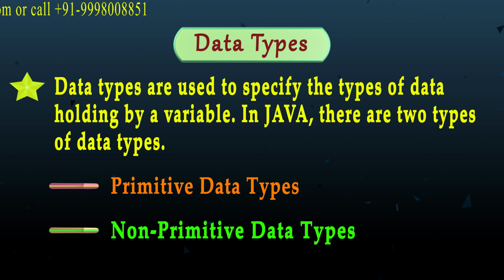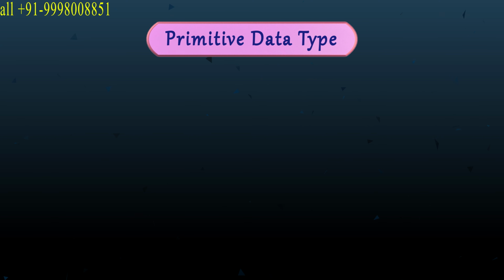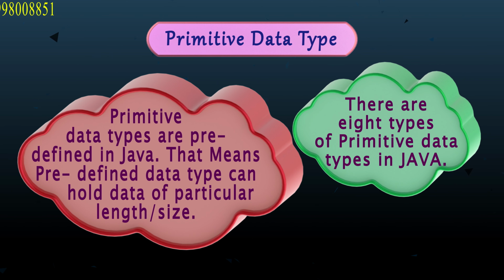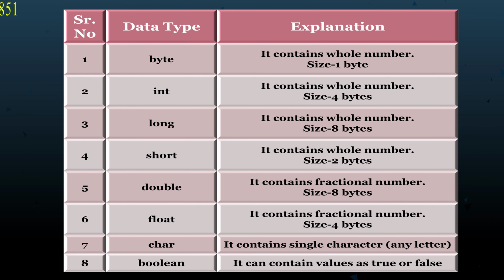So let's move to our next slide, in which I have given some information about primitive data types. Primitive data types are already predefined. We cannot modify the values there. I have taken one table in which I have given a single one-line explanation for every data type. There are a total of 8 data types: byte, int, long, short, then double, float, char and boolean. Boolean will be used for values like true and false representation.